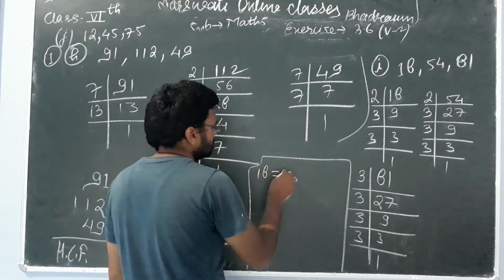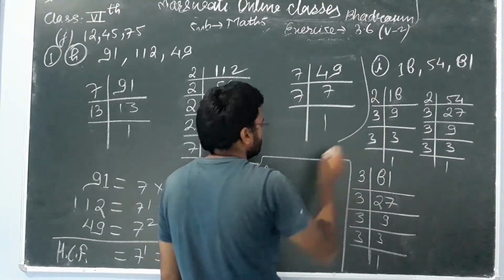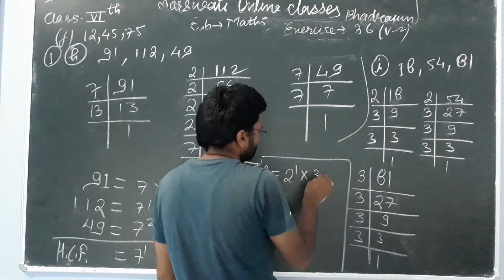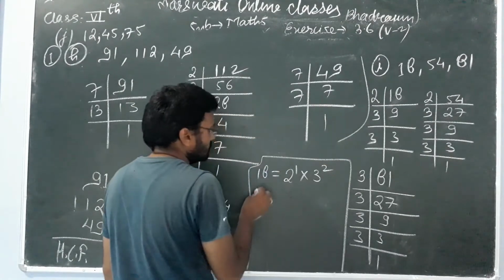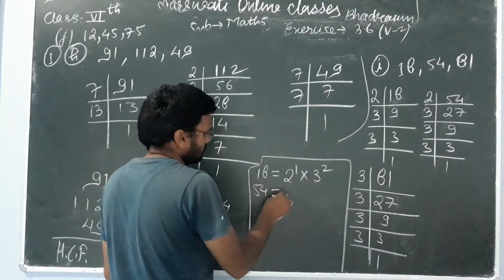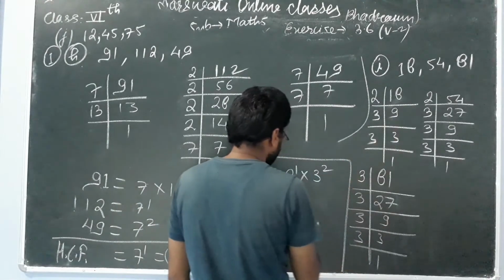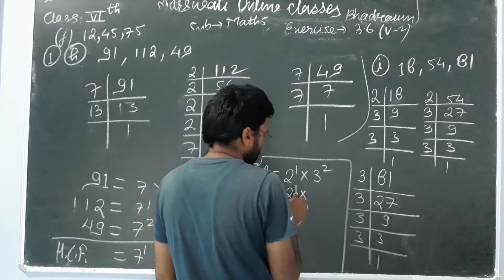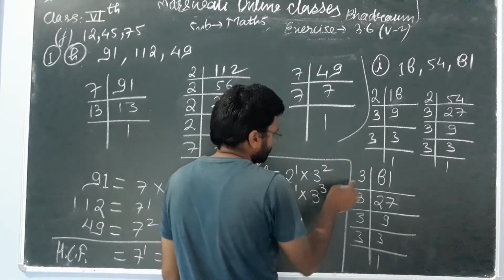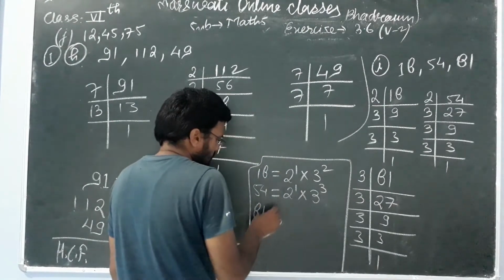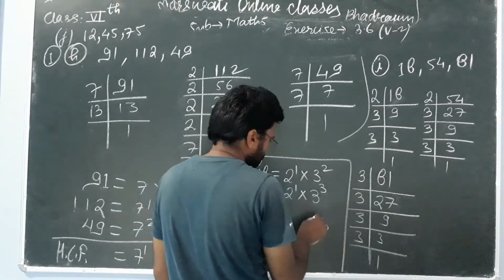HCF is... 18 equals 2 into 3 into 3, that is 2 to the power 1, 3 to the power 2. And 54 is 2 to the power 1 and 3 to the power 3. And 81 is 3 to the power 4.